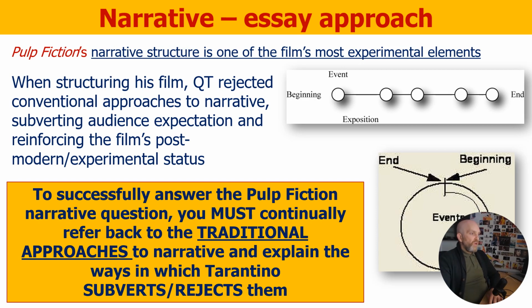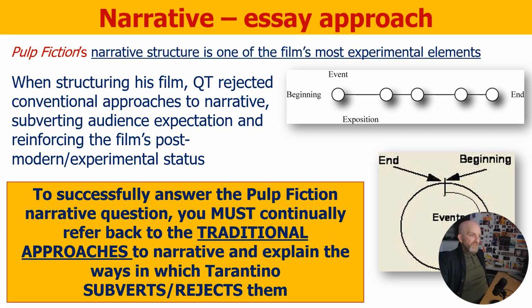Okay, so Pulp Fiction's narrative structure is one of the film's most experimental elements. I mean, if there's one or two key signifiers of Tarantino's signature features in his oeuvre, it is experimentation with time and space, isn't it? And his non-linear narrative and the order in which information is presented. Christopher Nolan as well is another modern auteur who's very much defined by his manipulation of time and space. But Tarantino, I think, goes much further with it, and it's much more obvious in his work.